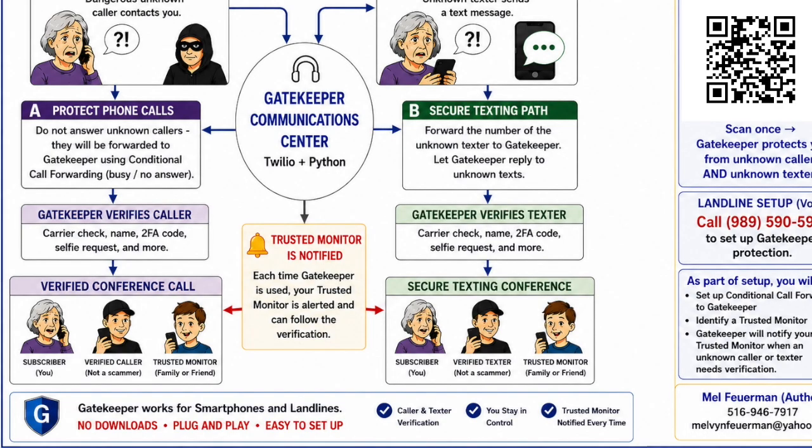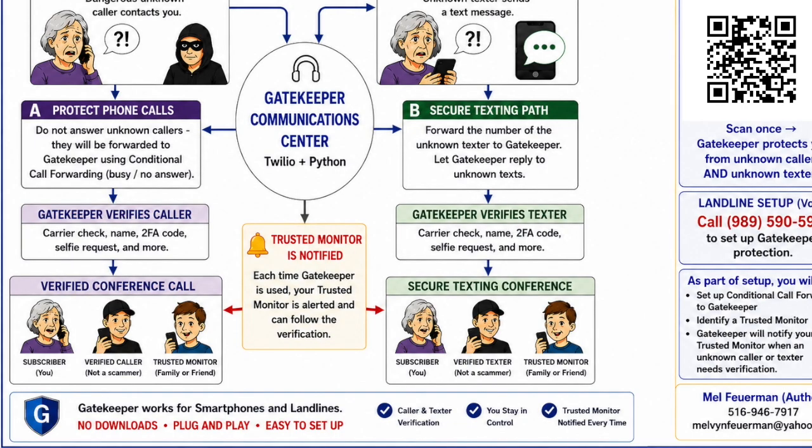That's great. And what about landlines? For landlines, setup is similar. Instead of scanning a QR code, you call Gatekeeper's number. It walks you through setting up conditional call forwarding from your landline to Gatekeeper. You also assign your trusted monitor. Once done, your landline is protected in the same way. Calls get verified before they reach you.